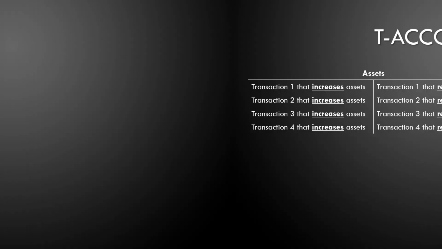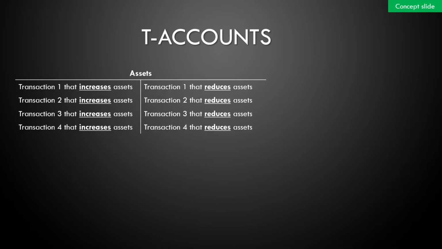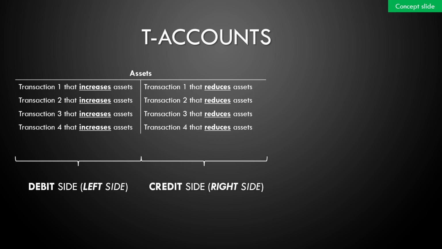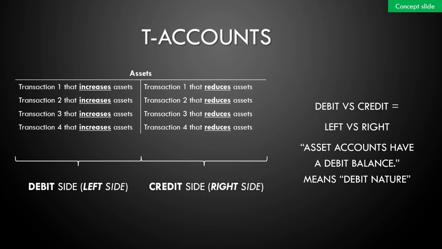Welcome to part 2. Let us start out with T accounts. Looking at assets which have debit balances, all transactions on the left side of the T account increase the balance and the right side decreases the balance. We call the left side the debit side and the right side the credit side. We say that asset accounts have a debit balance, which also means that they are debit in nature.